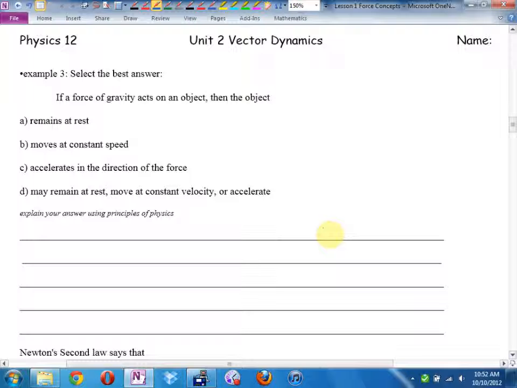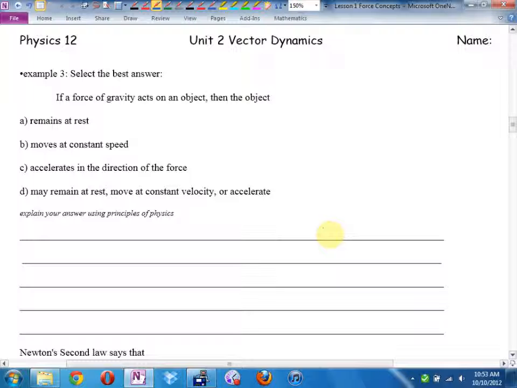Example 3 says, select the best answer. If the force of gravity acts on an object, then the object A remains at rest, B moves at a constant speed, C accelerates in the direction of the force, or D may remain at rest, move at a constant speed, or accelerate, all of the above. Once again, we're going to vote. Once again, how high you hold your hand is how sure you are of the vote. Once again, if you don't vote at all, I'll lovingly make fun of you.